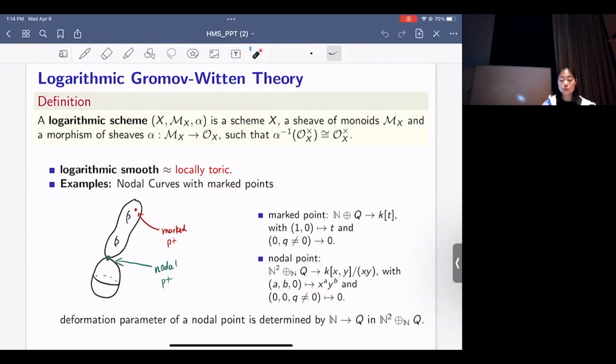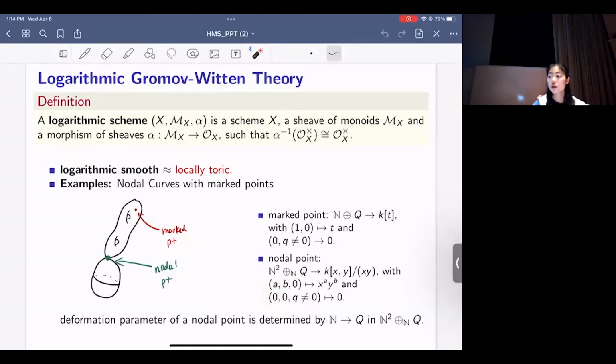And so from this description, we can think of this k[x,y] mod xy as lying in a family of curves, where in this definition of the nodal point, there exists a map from N to Q, and this tells us the deformation parameter of this family of the ambient space. And here this map, N to N squared, is always the diagonal map, 1 maps to (1,1).